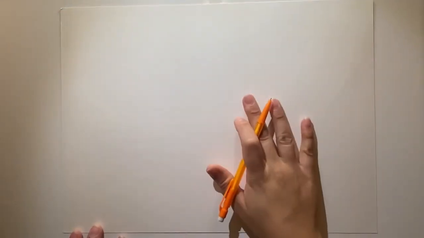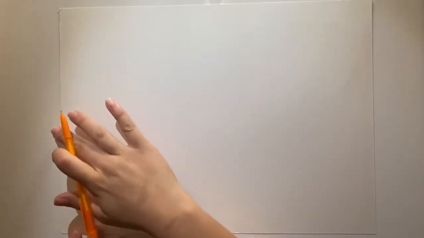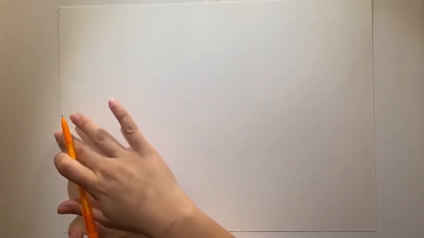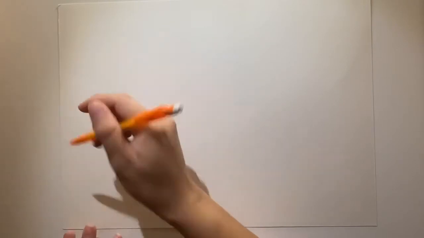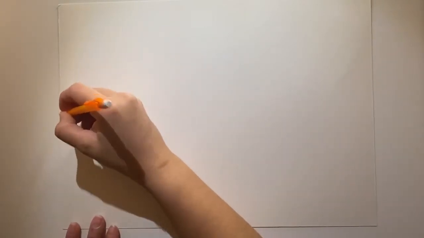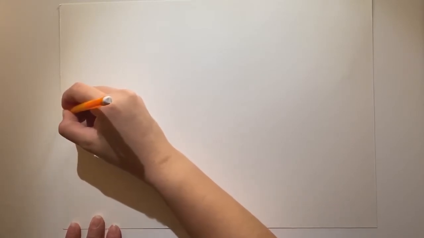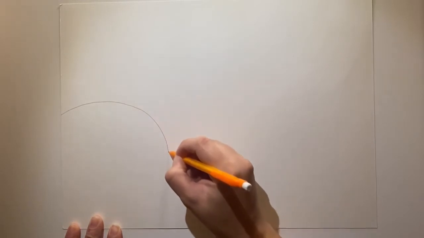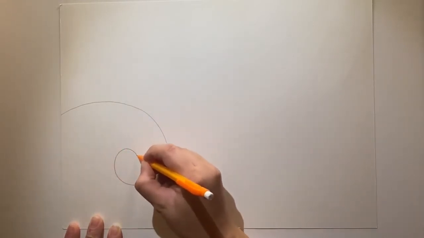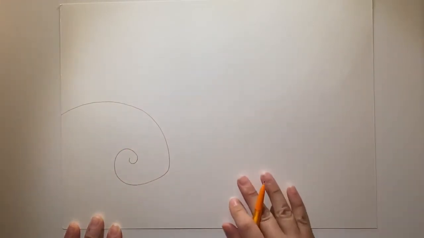Okay, so to begin our beach scene with the waves, we are going to start at this point of our paper, almost halfway to the top. And this is where you're gonna start drawing the curve of the wave. So you're gonna start here, all the way at the end, and then you're gonna bring it and then spiral it in like that. So there's one wave.